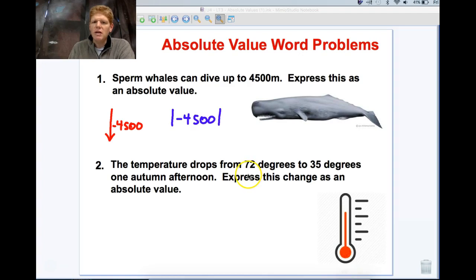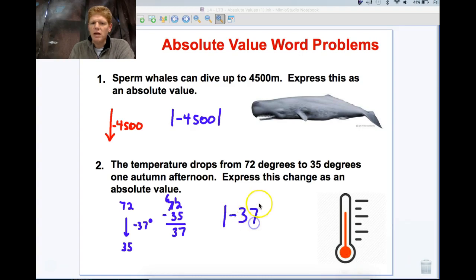Express this change as an absolute value. Well, the temperature, if we go from 72 down to 35, is actually going negative. We're actually dropping a negative amount of degrees. So we want to express the change as an absolute value. So let's think about it. How far are we going down? Well, 72 minus 35 will tell us that. Got to borrow 1 from here. That'll make us 12 there. 12 minus 5 is 7. 6 minus 3 is 3. We went down 37 degrees. But what we want to do is express that as an absolute value. So we're going to say the absolute value of negative 37.